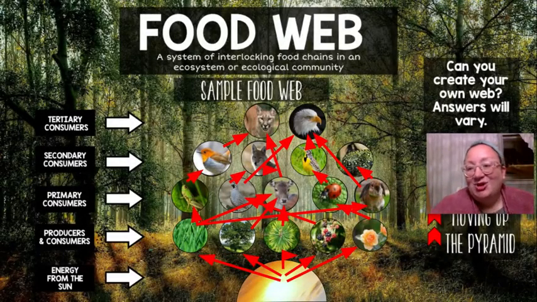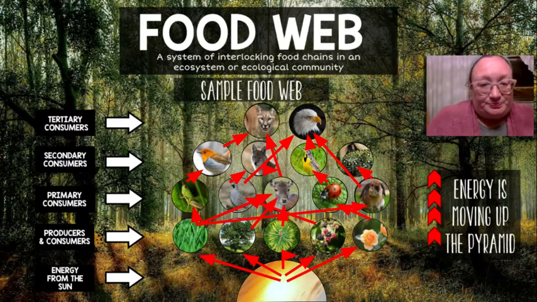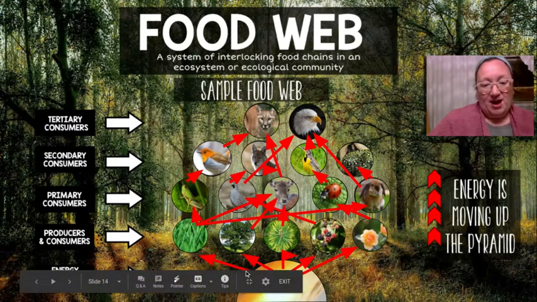All right, so we're going to look here at a food web. Now, this is different from the food chain because a food chain is kind of like the basic process, and the food web is the interlocking of all those food chains and the overlapping. So, a sample food web, if you take a look from the bottom of our pyramid to the top, we have our energy source, which is the sun.